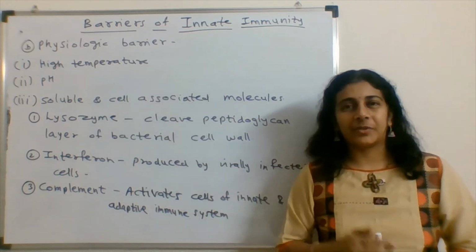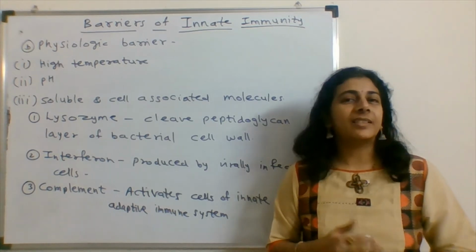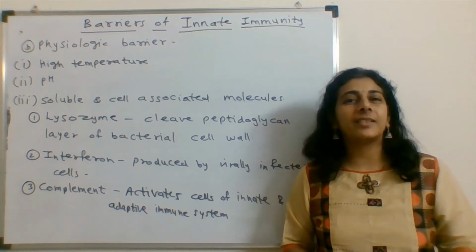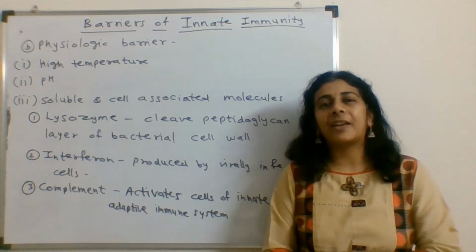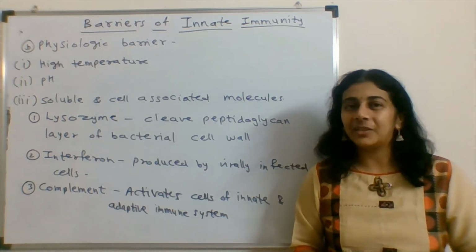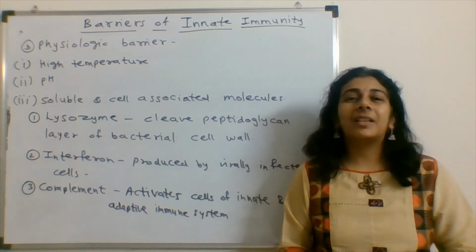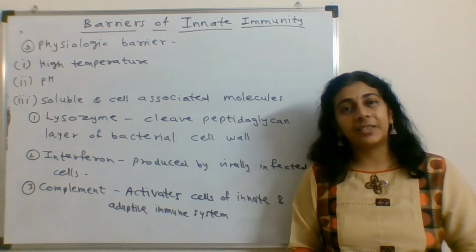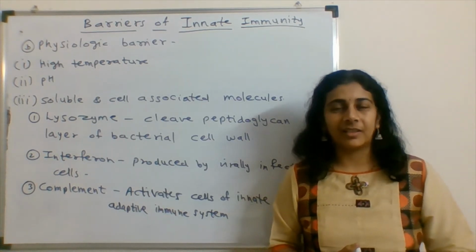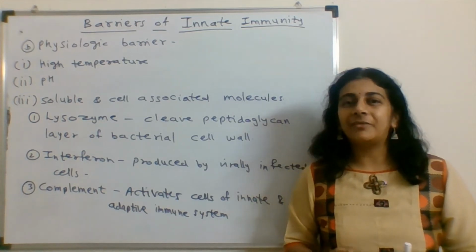Secondly, the pH. Just now we have seen skin maintains its pH to 3 to 5 using the sebum. The lactic acid and fatty acids present in sebum keep the pH of the skin acidic. Similarly, gastric secretions in the stomach also maintain an acidic pH. That is also to avoid any food infection.